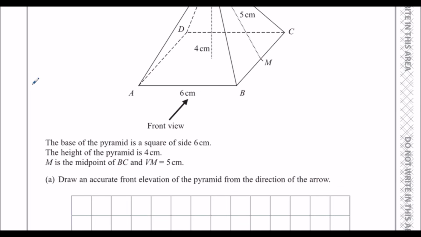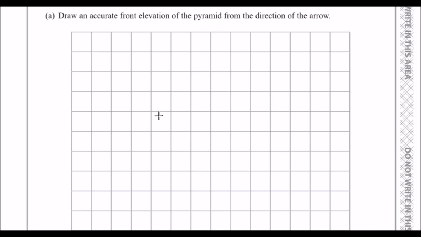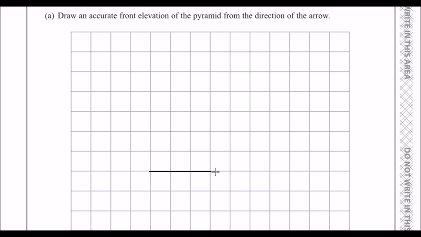So it's 6 along the bottom and it's 4 tall. So from the front we're going to see 6 along the bottom. 1, 2, 3, 4, 5, 6 along the bottom. And it's 4 tall. So 1, 2, 3, 4 tall. Then I'm just going to join up my pyramid. So it's 6 along the bottom and 4 tall.